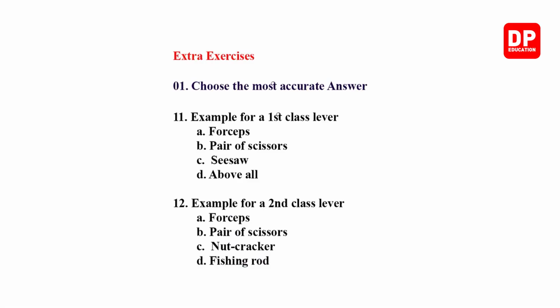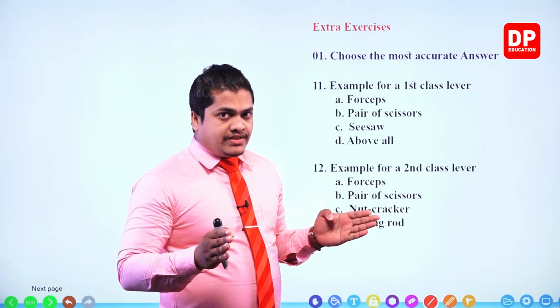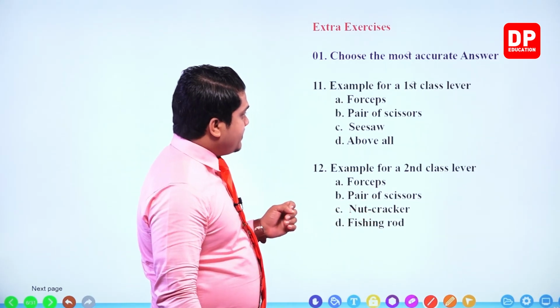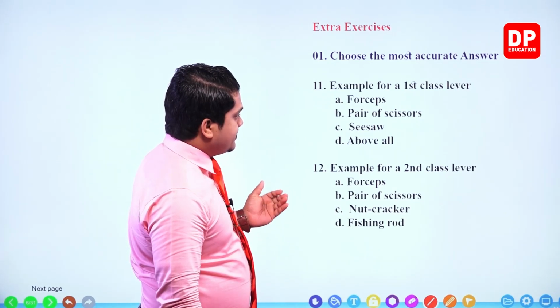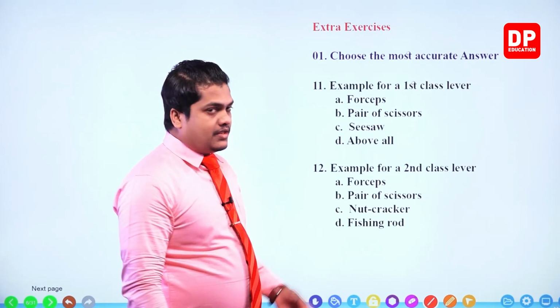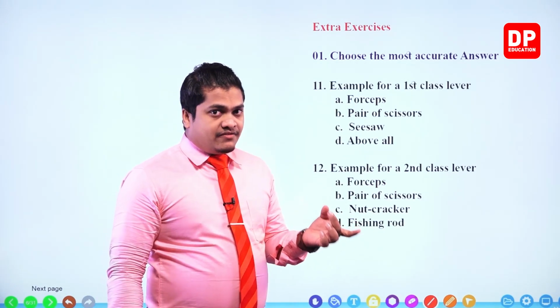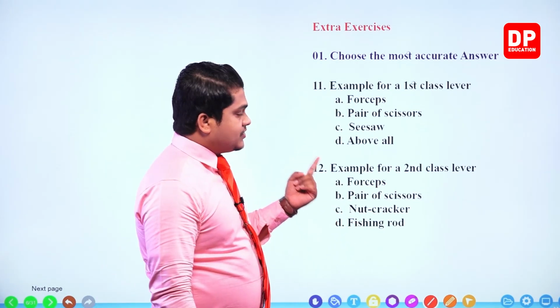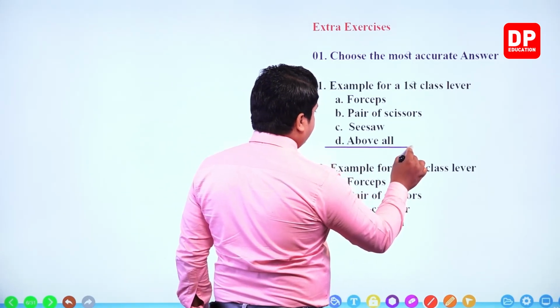Next one. Example for a first class lever. First class lever means the fulcrum should be at the middle, with the other two at the two ends. So the fulcrum should be at the middle. Forceps, pair of scissors, seesaw, above all. Very simple, my dear children. In forceps, the fulcrum is at the middle. Pair of scissors, once again the fulcrum is at the middle. Seesaw, once again the fulcrum is at the middle. So all of these things are correct.